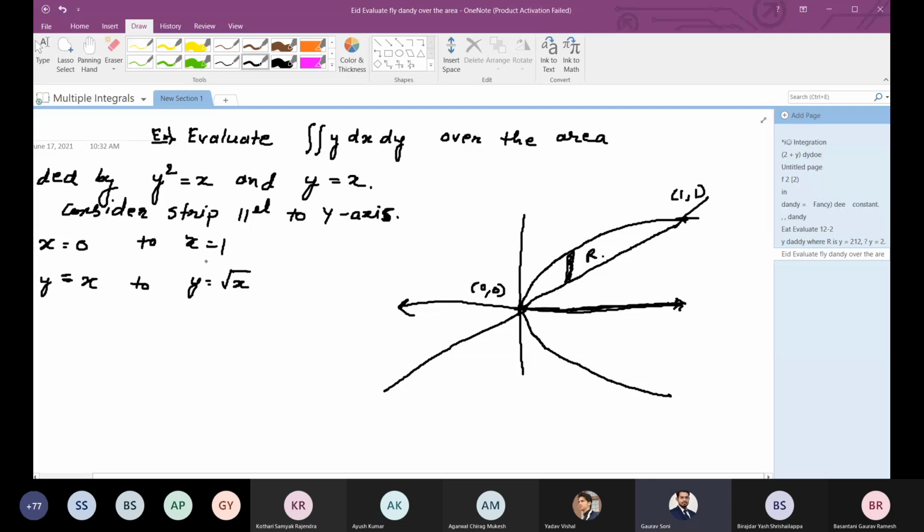Okay, now we have got the limits. It should be root x to x, right? Because root x is the smaller value. What is the lower limit of the strip? The lower limit is the line, and the equation of the line is y equal to x. So the limit goes from lower limit to upper limit, and the upper limit is the parabola, where y square equal to x, so y will be root x.